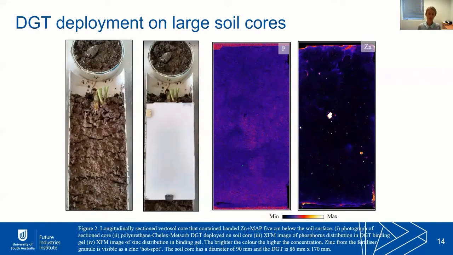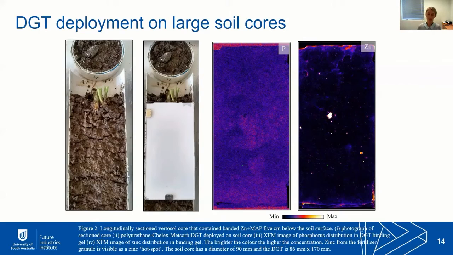I should point out, before we did this work, Helen at INBL examined the root architecture of the wheat plants that were grown in these wheat cores. Then I vertically sectioned these cores and deployed DGTs, which you can see here, to look at the distribution of macronutrients and micronutrients. And this is the DGT deployed on the soil core.